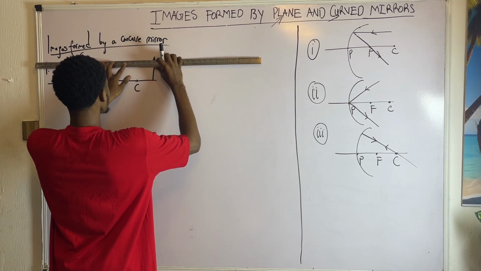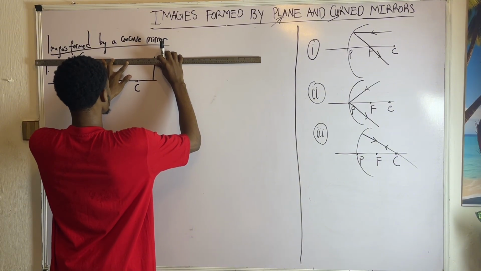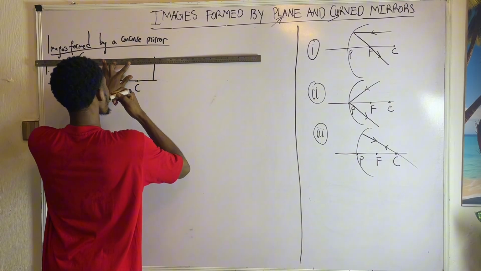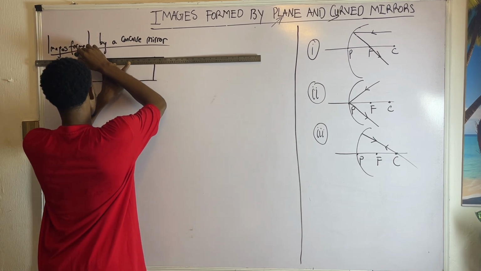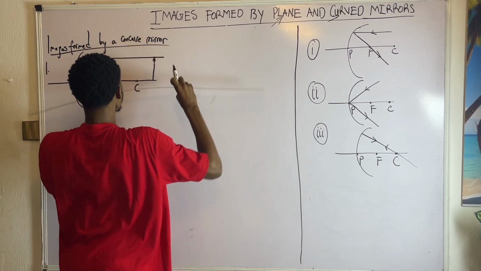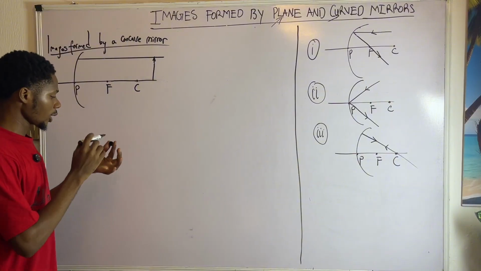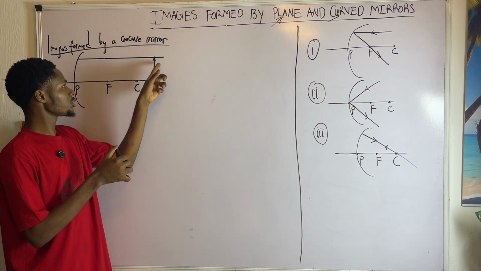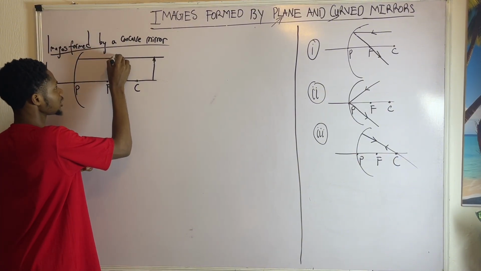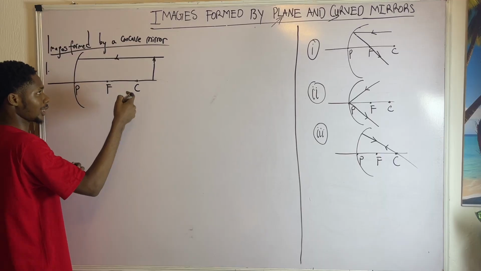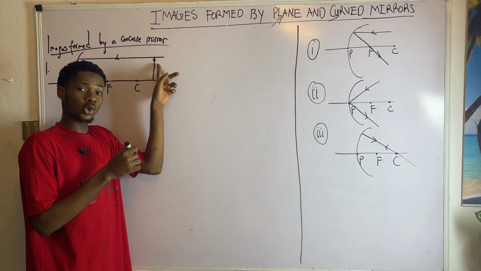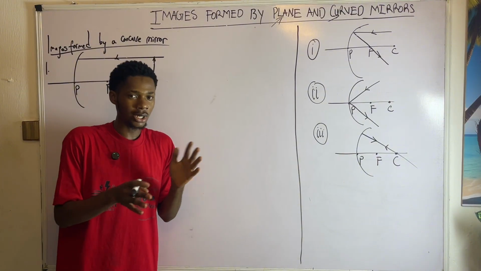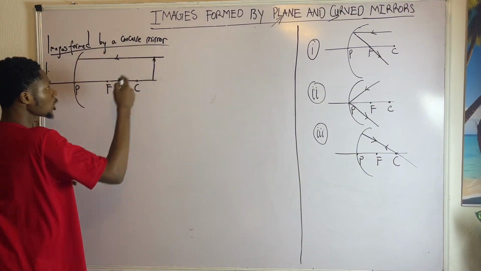If the ray of light travels parallel to the principal axis, let me put an arrow to indicate that it is traveling parallel to this. As you can see, these two lines are parallel. And take note, it must touch the object. If it does not touch the object, it is null and void. So it must touch the object.